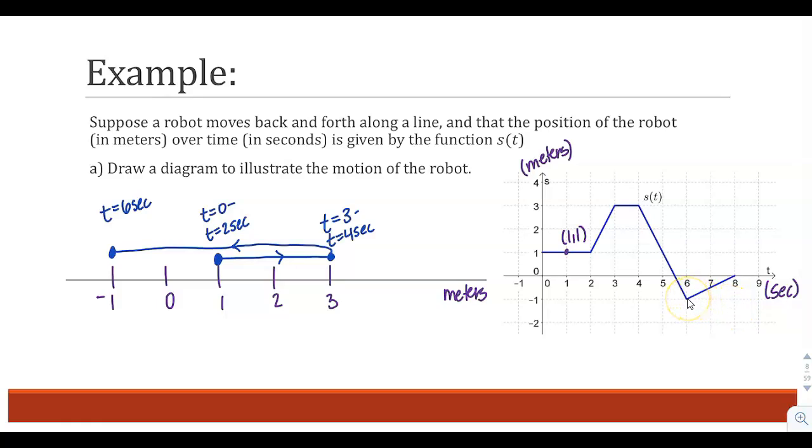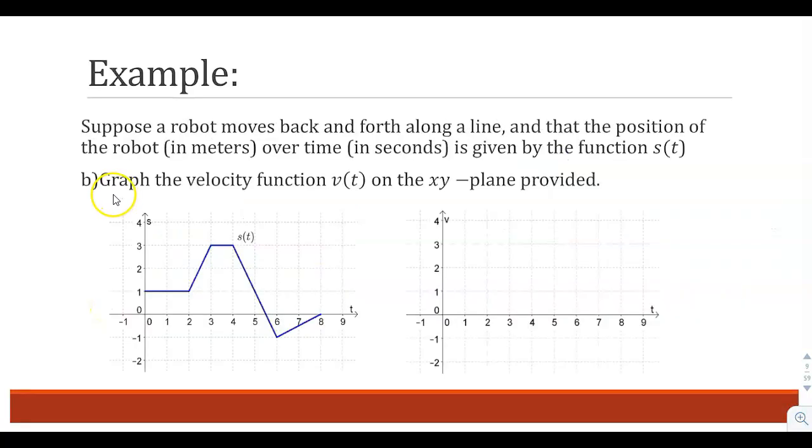And then finally, between 6 and 8 seconds, I start traveling to the right again. I have to end up by 8 seconds at 0. So I have to end up at a location of 0 meters. So I'm going to have to turn around, head back to 0, and I end up there at t equals 8 seconds. In part B, we want to graph the velocity function v of t on the xy plane provided.